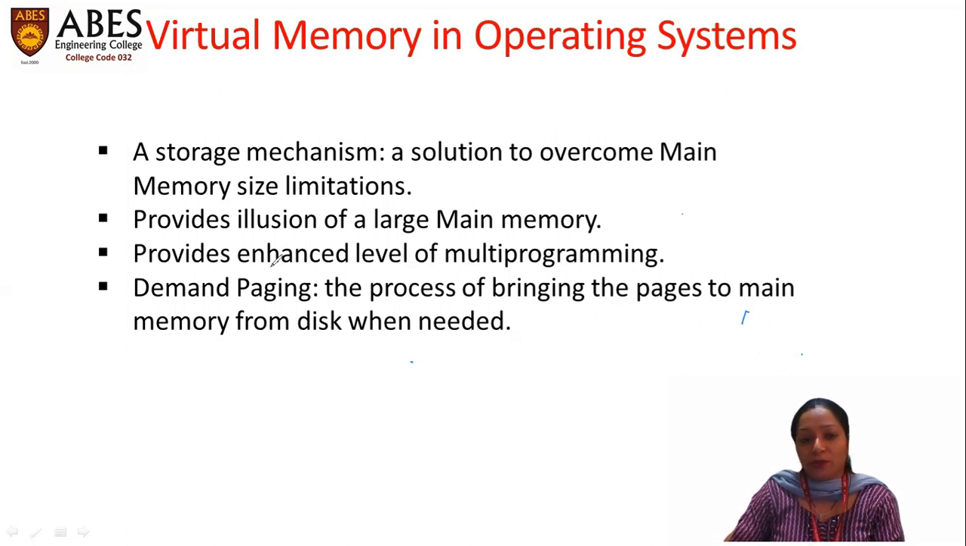And we also know that virtual memory is implemented with the help of demand paging. Now, what is demand paging? It is a process of bringing the pages to the main memory from the disk when needed. So instead of loading the whole program at once, we can bring some of the components of a particular process that we need at a particular time to the main memory from the secondary memory. And this can be done with the help of the concept of virtual memory.